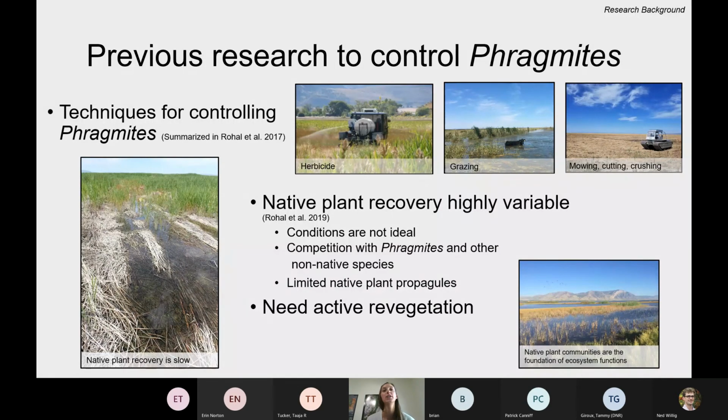So there's competition with not only Phragmites, but other non-native species that have been reported in and around Great Salt Lake wetlands. And there's also limited native plant propagules, which is a result of these wetlands that exist in this degraded condition, disconnected from robust native plant communities. So for all these reasons, we need active revegetation to restore some of these native plant communities on the Great Salt Lake.